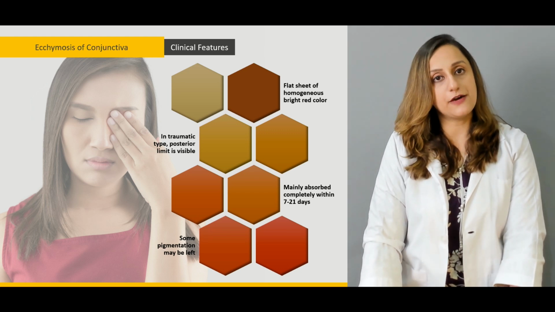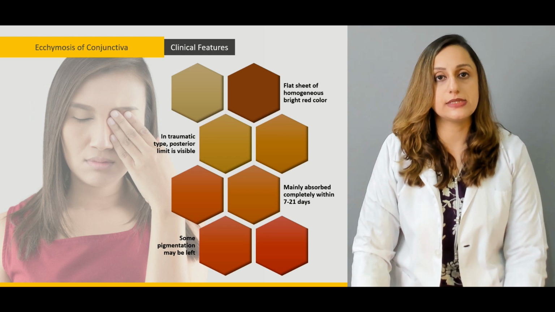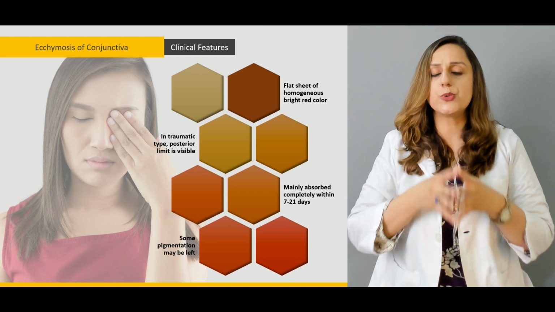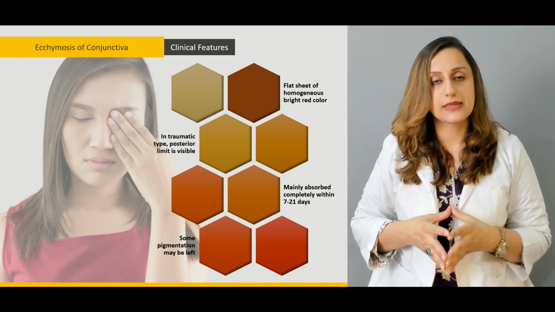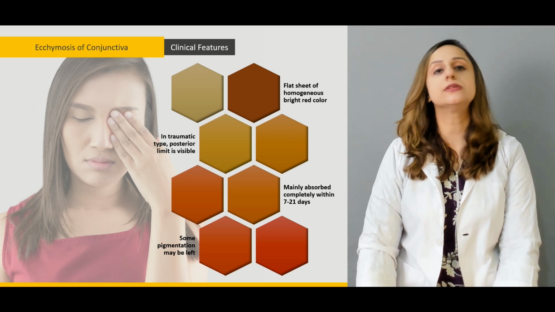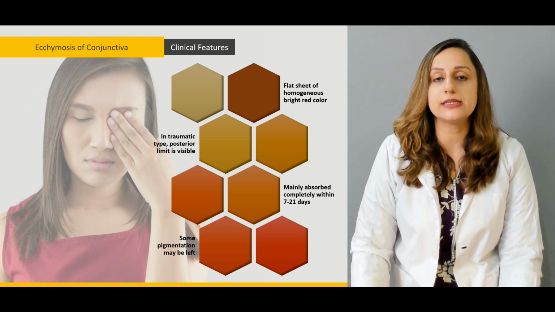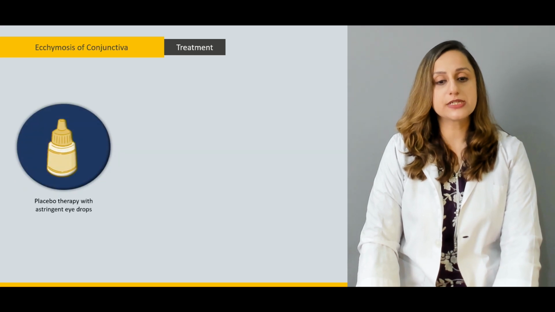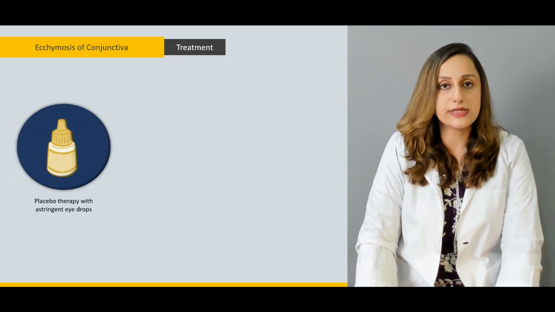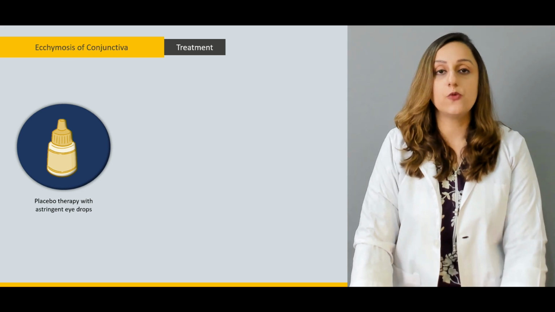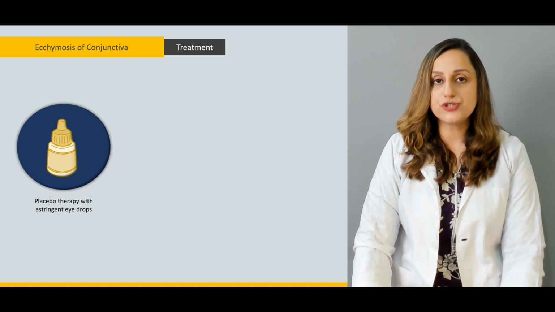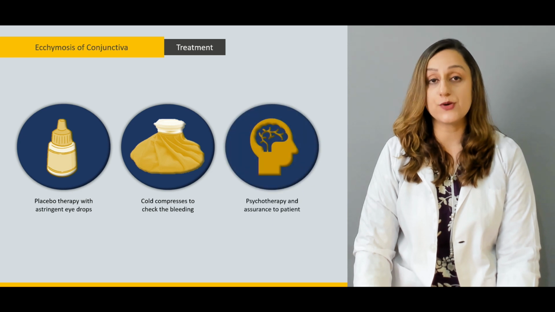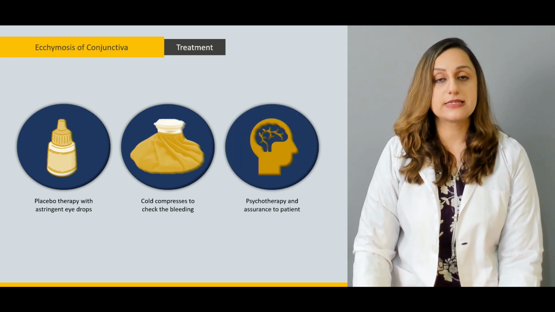Some pigmentation may be left. It would be a yellowish pigmentation that would be left in these individuals, but it can go off with time. There are no risks of any superimposed infections in these patients. So reassurance and educating the patients is very important over here. The treatment would consist of placebo therapy. If the reassurance didn't work in this kind of case, we have to give a placebo drug with astringent eye drops, and then cold compresses to check the bleeding, and then obviously psychotherapy and assurance of the patient is very important.